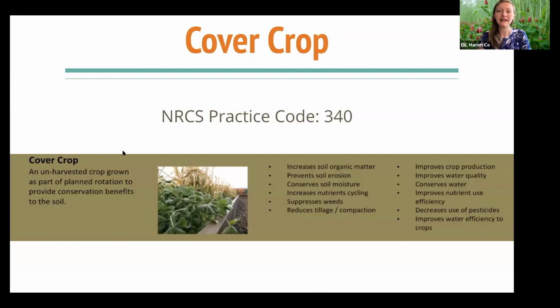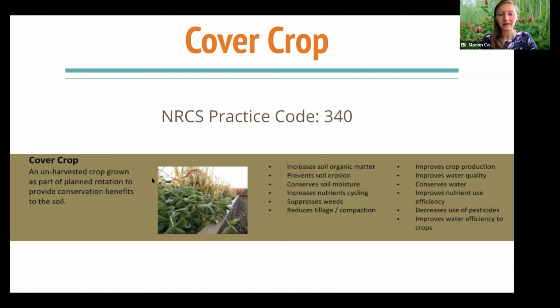So cover crops, this is where I'll spend the most time. They are typically an unharvested crop, so you're not harvesting a fruit or a vegetable or a grain from the cover crops. They are part of your rotation and are planted in order to help increase soil health, provide conservation benefits to the soil. And typically most of the cover crops here in Indiana are planted in the fall, but there are also some summer and spring cover crops that can be added in the mix.